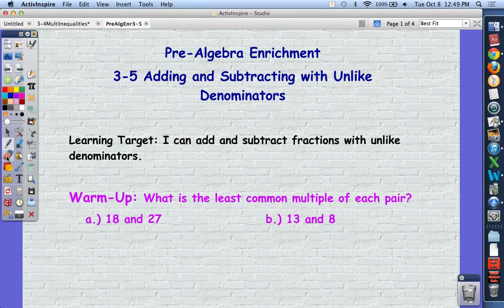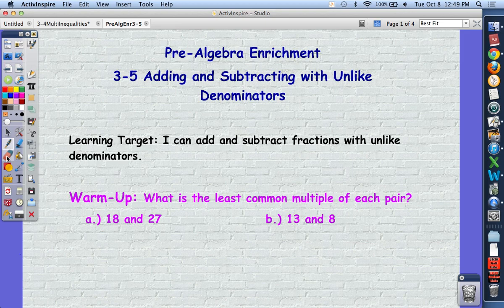At this point, you've done operations with fractions and you've done operations with decimals. But when we focused on fractions, we only added and subtracted fractions that already had like denominators. We wrote down in our notes, though, that the first step is to get a common denominator. So that's what we're going to focus on today.